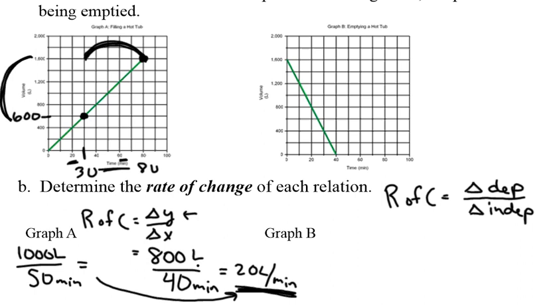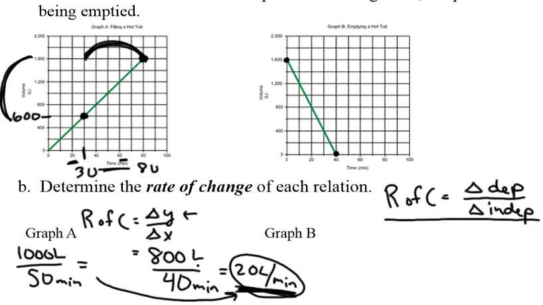So we just need to find 2 points on a graph, identify change in our y over change in our x. And that tells us, in this case, 20 liters are filling every minute. Now graph B, a little bit different though. We have to be careful here. Rate of change in y over change in x. So I'm just going to pick two nice and easy points here.